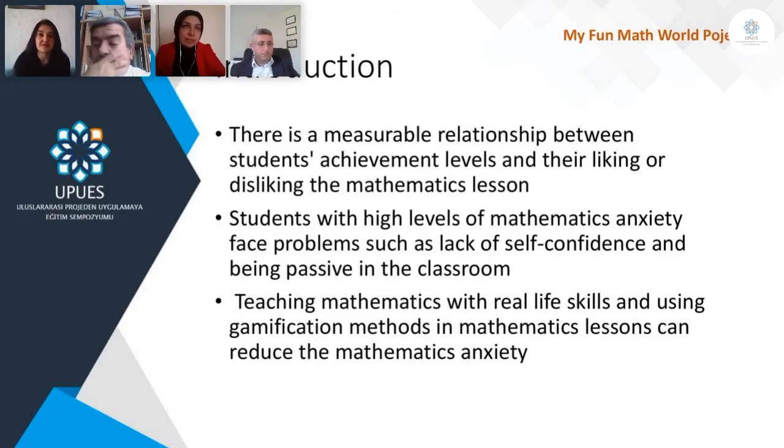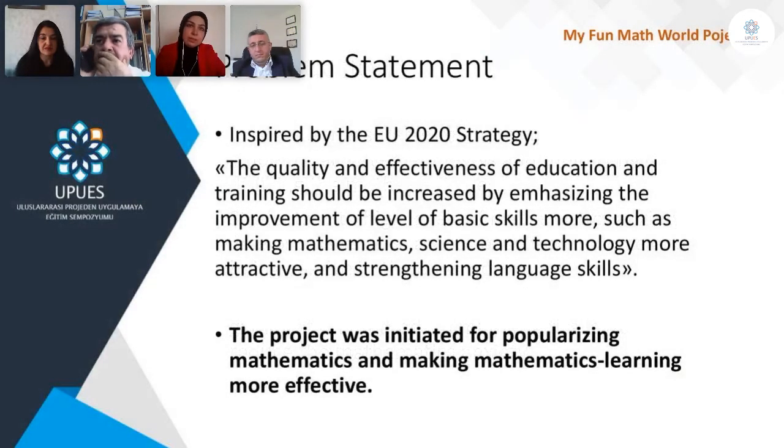And what is our problem in this project? In the EU 2020 strategy, if we want to increase the quality and effectiveness of education and training, we need to make mathematics, science, and technology more effective. And of course, more emphasis should be placed on improving the level of basic skills, such as strengthening language skills. So the project was initiated for popularizing mathematics and making mathematics learning more effective.